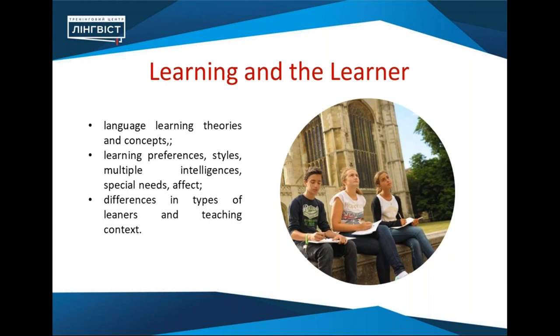This category looks at your understanding of key language learning theories and concepts, your awareness of different types of learners and teaching context, and learning preferences, as well as your ability to apply this understanding to plan and facilitate language learning. So, category number one, of course, it is about our learners. Because first and foremost, we should always think of those who are in front of us, their age, their preferences, the styles, interests, everything and anything. And only bearing in mind these ideas, our teaching and their learning will be successful. So category number one, learning and the learner. Let's move on to the next category.